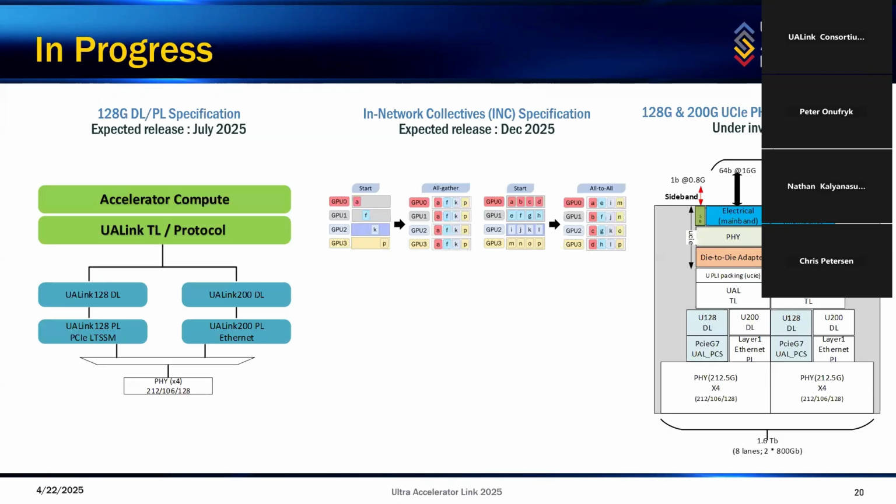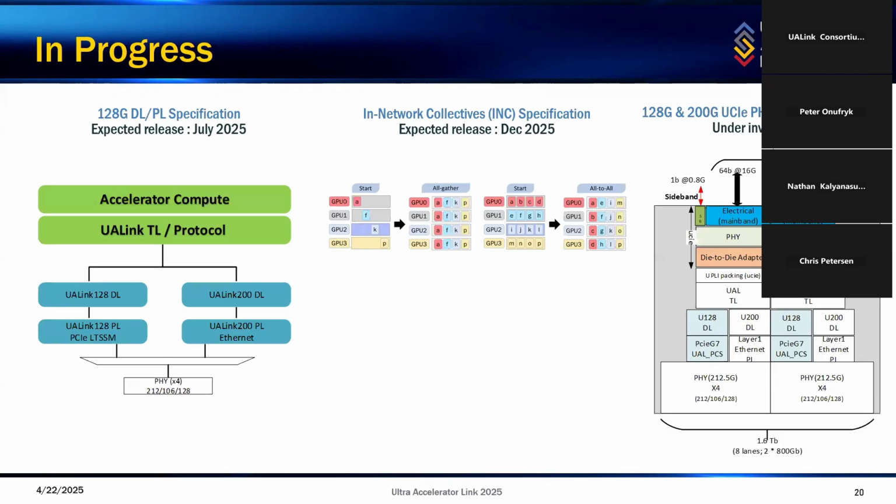The way the specification has been developed, it allows us to leverage the exact same common protocol, transaction layer, and security mechanisms at the higher level of the stack. And it allows us to swap out the data link layer and the physical layer to whichever makes sense for the particular application. So the specification that we're currently working on and is expected to be released in July of this year is really focused on enabling the PCIe Gen 7 or 128 gigabits per second per lane implementation as an alternative to the Ethernet implementation for some applications.